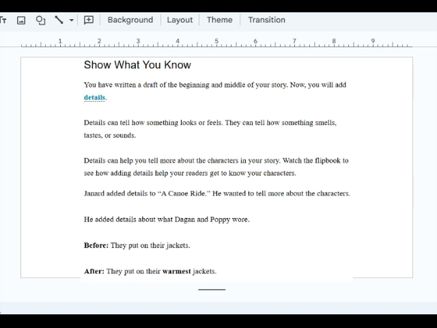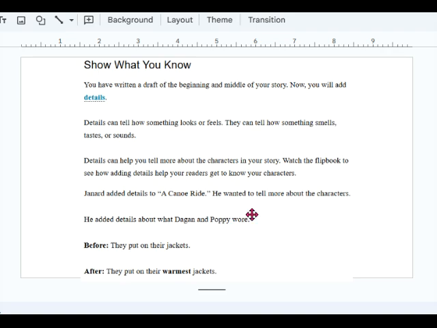You have written a draft of the beginning and middle of your story. Now you will add details. Details can tell how something looks or feels. They can tell how something smells, tastes, or sounds. Details can help you tell more about the characters in your story. Watch the flip book, so if you go back to this lesson, there's a flip book, to see how adding details can help your readers get to know your characters.